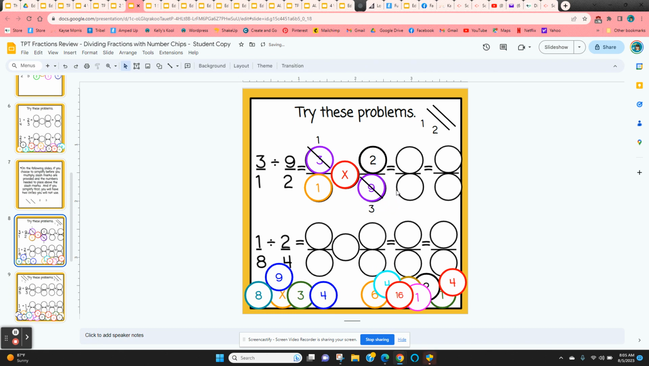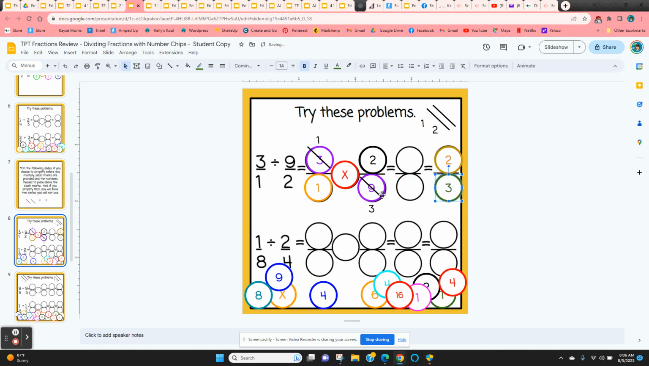Now, if you simplify before you multiply, you won't need to use these 2 chips. You're just going to multiply straight across to get your answer. And I need to find a 2. There's a 2. 1 times 2, and 1 times 3. And we get the answer of 2/3.